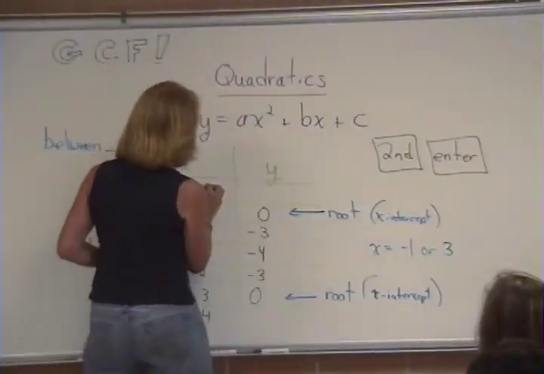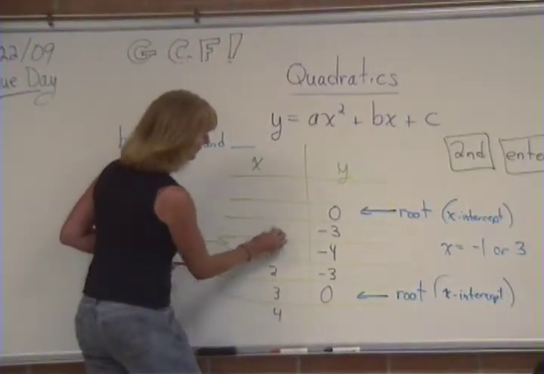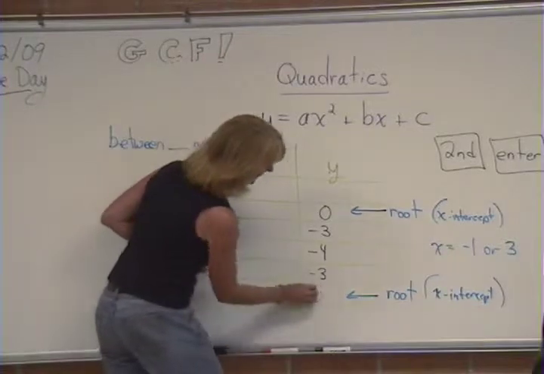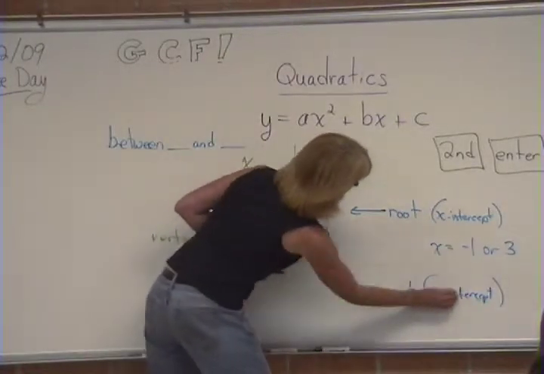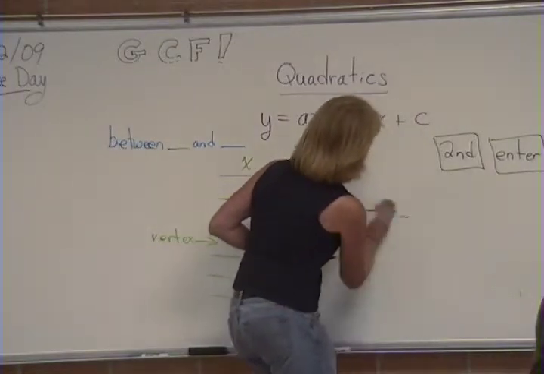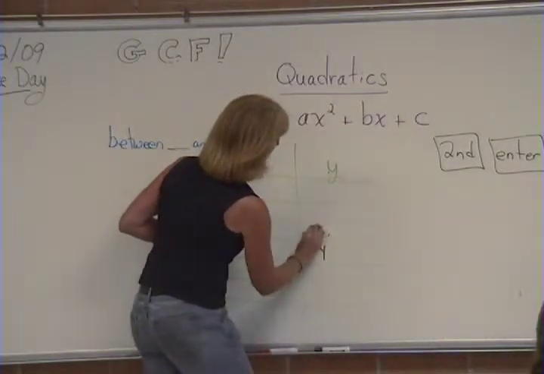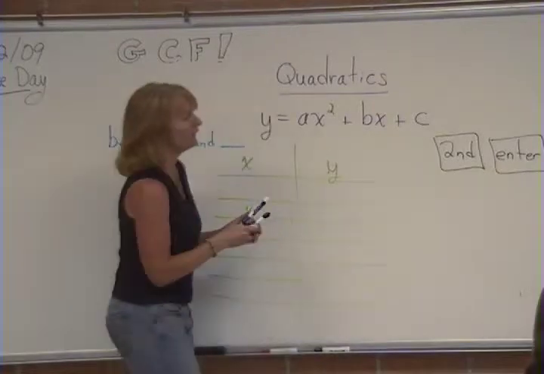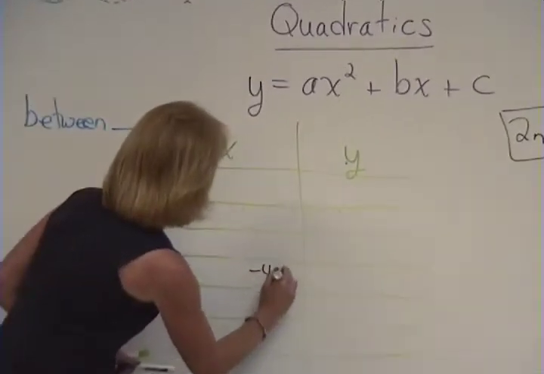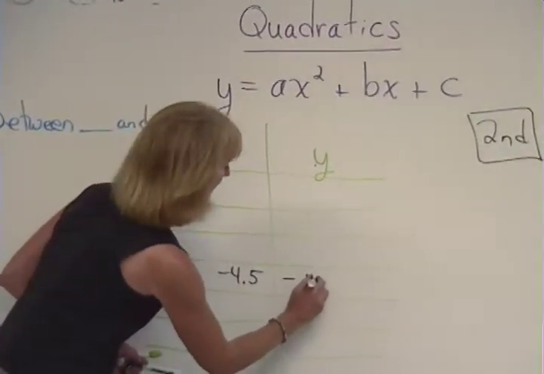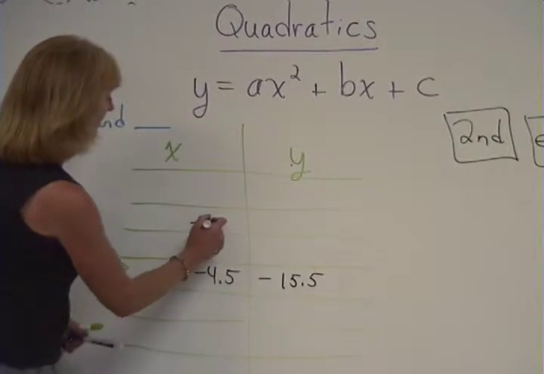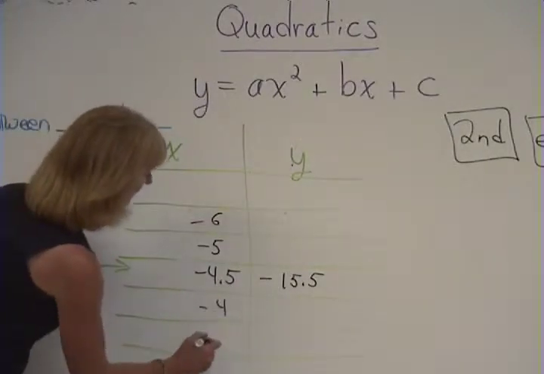Okay, if this is your vertex, where's your table going to be centered around? Negative 4.5. So what are you going to choose for your x values? Look at the number line. You don't need to even make it that complicated. If your vertex is negative 4.5, and you have negative 15.25 here, you're going to choose negative 5, negative 6, negative 4, negative 3.